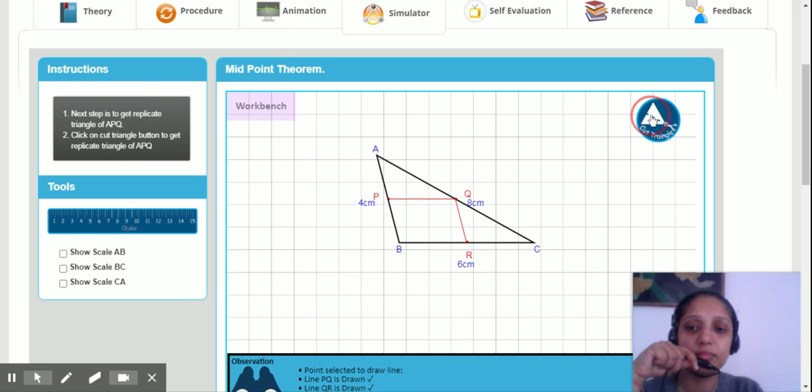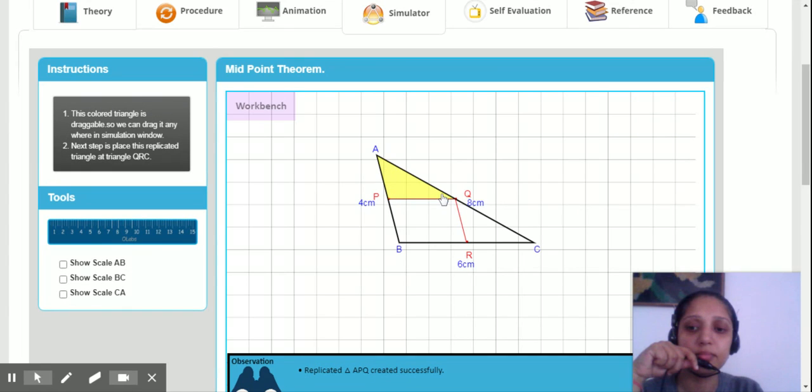So we're going to select two triangles here, triangle APQ and triangle QRC. If I can prove these two triangles congruent, that is, triangle APQ is congruent to triangle QRC, then this will show that the distance between these two lines, PQ and BC, is equal. And if the distance between the two lines is equal, that means they are parallel to each other. To prove this congruence, I'm going to drag this yellow triangle and overlap it on this one.